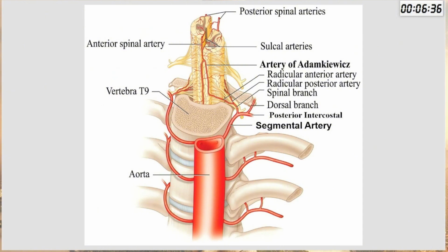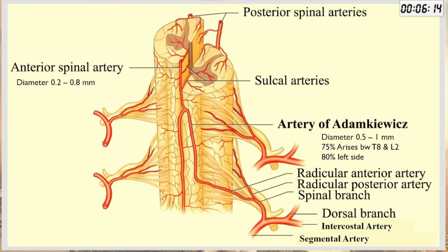This long pipe that extends from the foramen magnum down to the conus, the anterior spinal artery, will need to receive additional supply from the spinal arteries, branches of the segmental arteries. They will give anterior and posterior spinomedullary arteries. The most important one arises between T8 and L2, and is known as the artery of Adamkiewicz. It arises 75% of the time between T8 and L2, and it is on the left side 80% of the time.